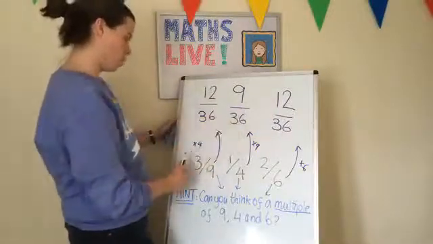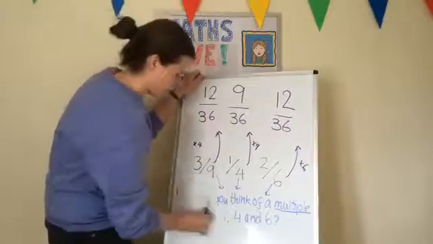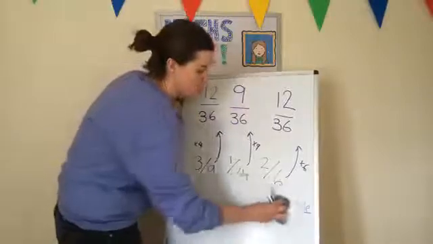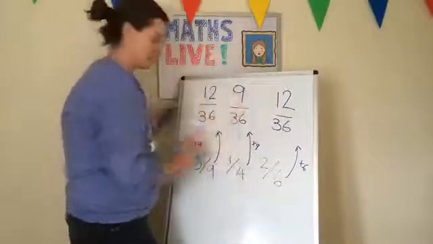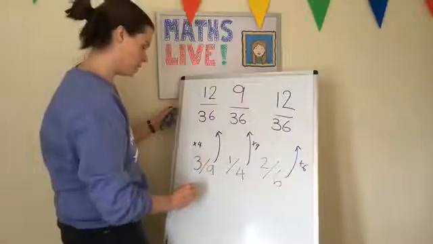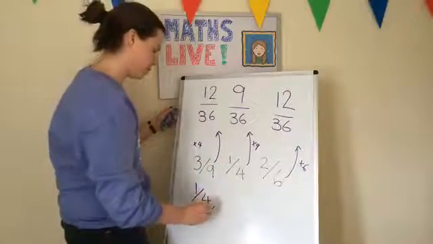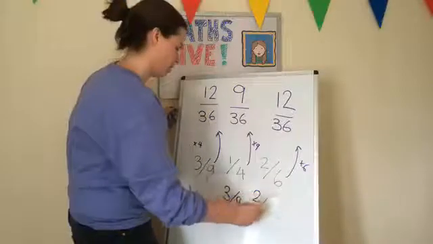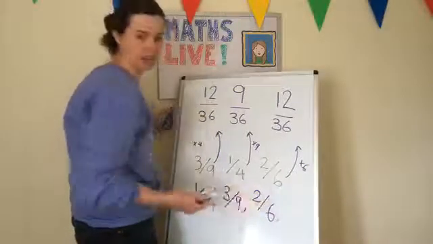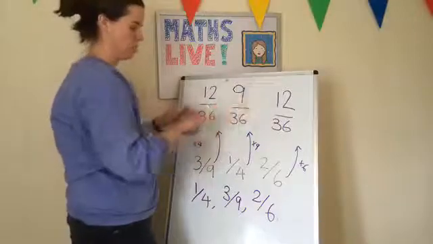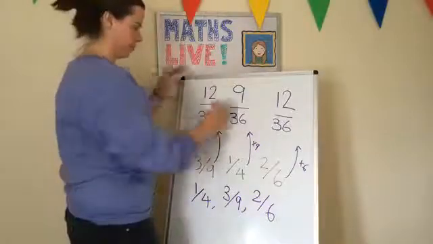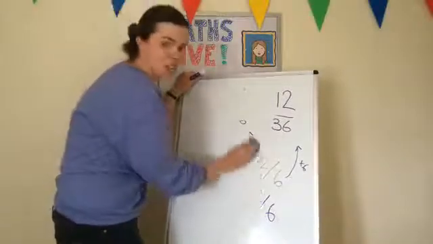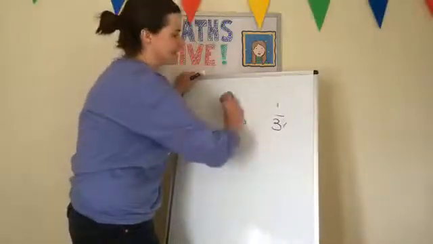So the order: now remember, if you're ordering, you've got to go back to the original fractions. It's not these ones you're ordering, it's these ones. So the smallest is a quarter, and then these two are the same, so it doesn't matter which way around you put these. You've got 2 sixths there and 3 ninths there. So remember, you're trying to find that common denominator. Bit trickier than yesterday, don't worry. It's getting those brains warmed up today.